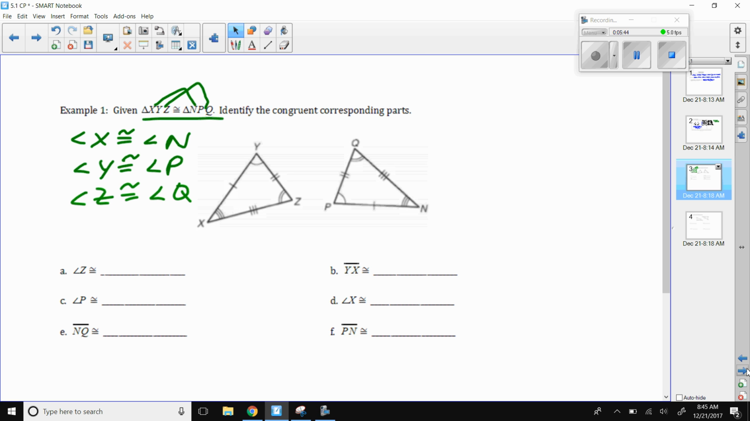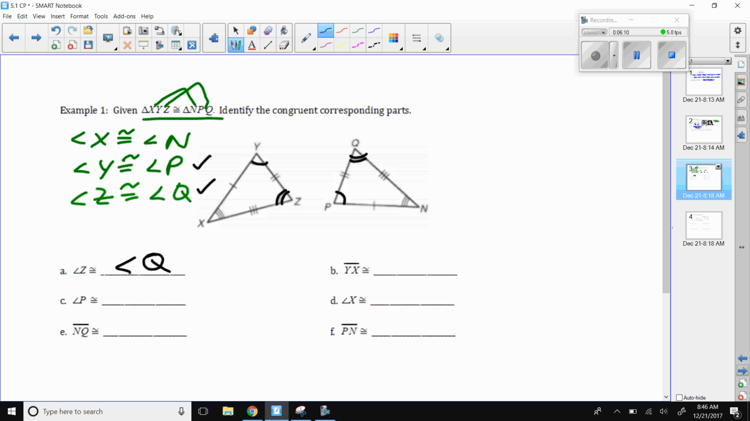Now I can also see in my picture that Y has one tick and P has one tick, which is what I had here. I see Z has 2 ticks and Q has 2 ticks, which is what I see here, and the same for the third, X and N. So angle Z is congruent to angle Q.